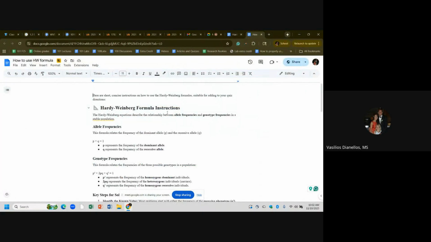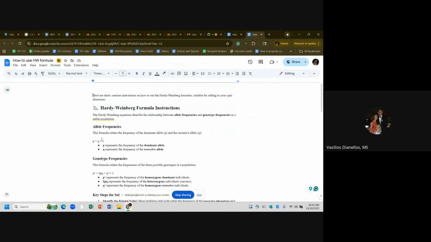So as you can read here, the Hardy-Weinberg equation describes the relationship between allele frequencies. So for example, dominant versus recessive, like what percent of the gene pool has the dominant allele and what percent has the recessive allele, right? That's one description. And also genotype frequencies in a stable population. So again, with the genotype frequencies, for example, are we talking homozygous dominant, homozygous recessive, or heterozygous, right? What percentage of the population is homozygous dominant? What percentage of the population is heterozygous? What percentage of the population is homozygous recessive, for example?